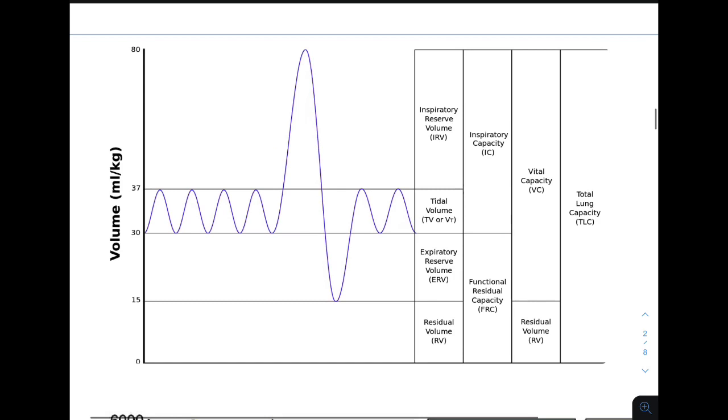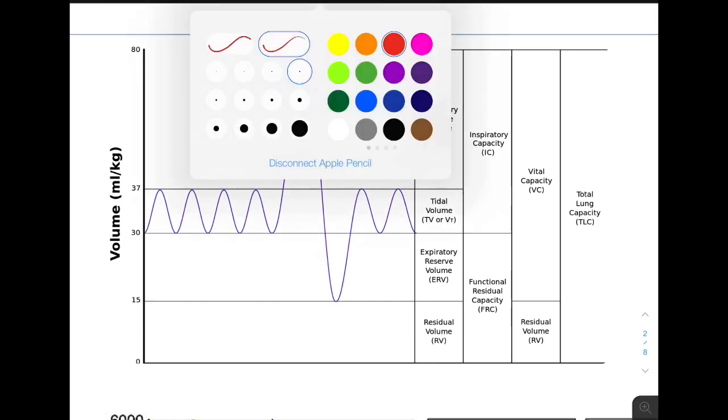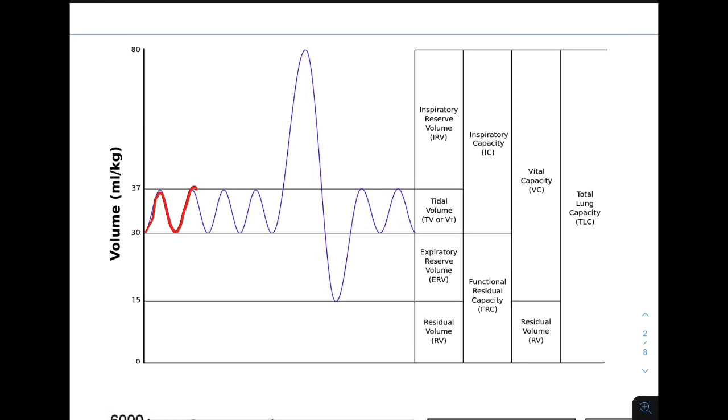So this is the graph we have been talking about, and here are the volume curves. See, this is the tidal volume, normal inspiration, normal expiration. And after normal inspiration, how much more you can breathe in, this is the inspiratory reserve volume. Okay, you got it? And expiratory reserve volume is after normal expiration, how much more you can expire, right? Very good.